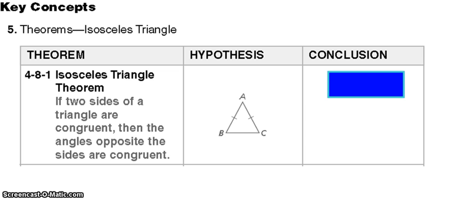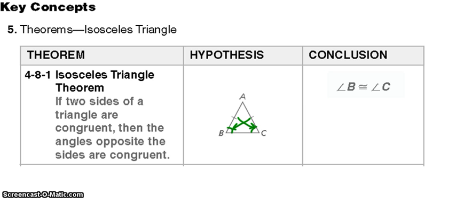All right, some key concepts here. The first theorem, the isosceles triangle theorem. If two sides of a triangle are congruent, then the angles opposite those sides are congruent. So what they're saying is our base angles are going to be congruent. That'll be angle B and also angle C. So our conclusion is angle B is congruent to angle C.